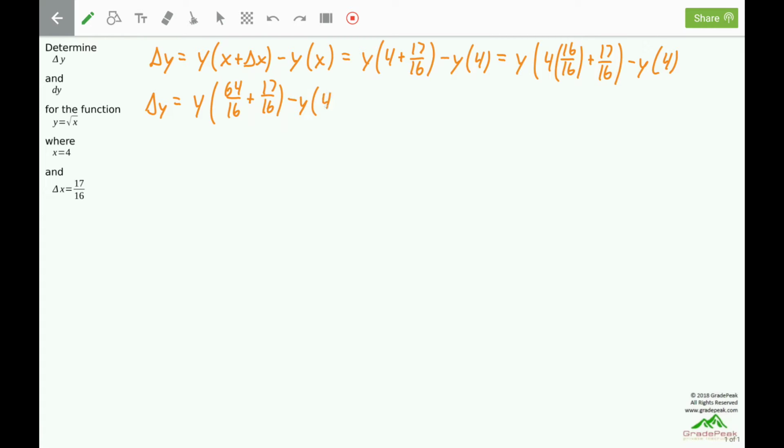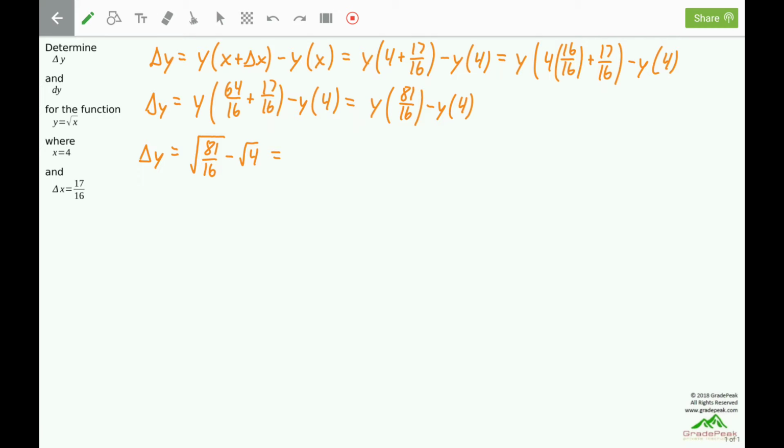then minus y of 4, which will give us y of 64 plus 17 is an 81 over 16 minus y of 4. So delta y can now be evaluated by plugging these x values into the function for y, which is the square root of x, giving the square root of 81 over 16 minus the square root of 4.